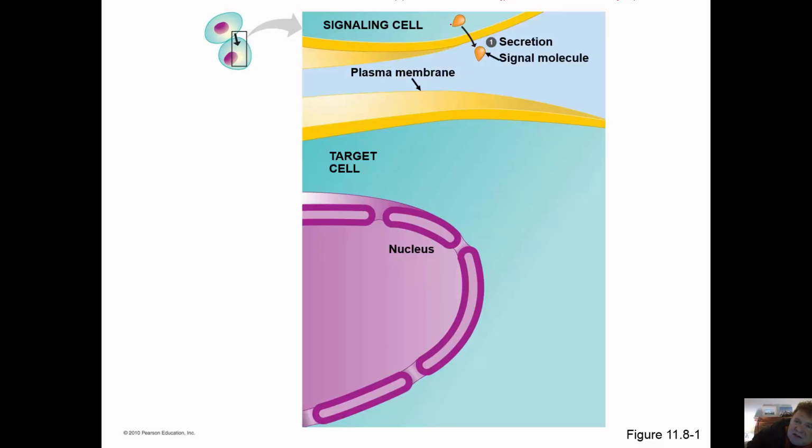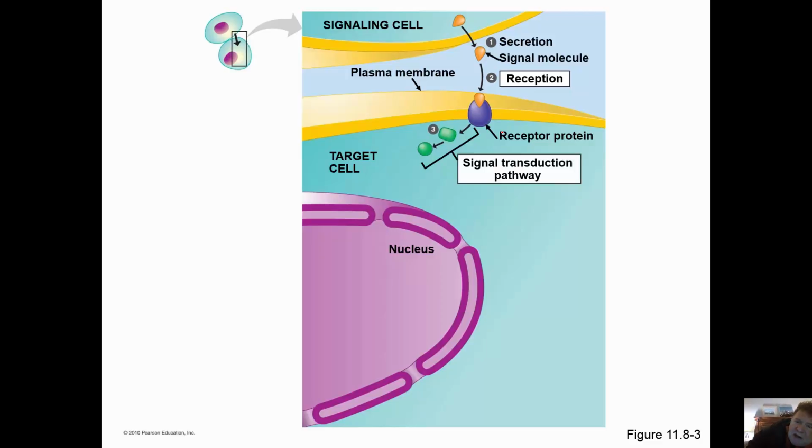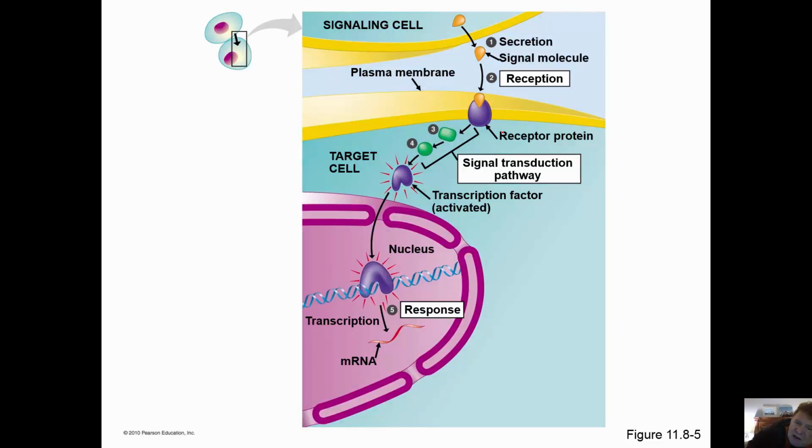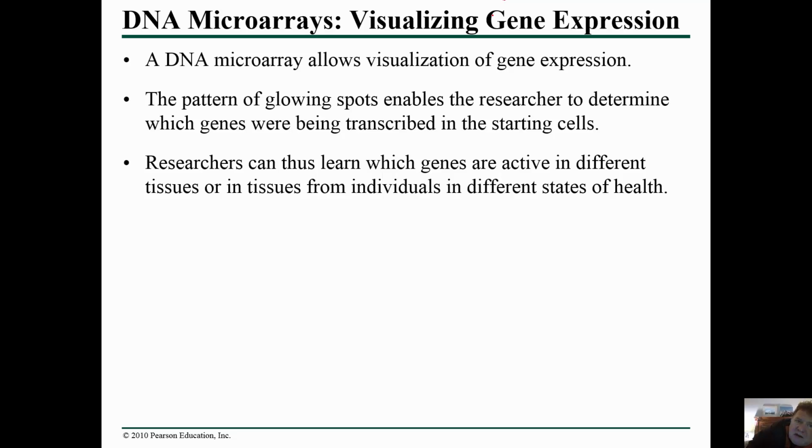And so here we see a signaling cell produces a hormone. That hormone then can interact with a membrane receptor in the plasma membrane. That will go through a signal transduction pathway, and it will have a response in the nucleus. And so again, cells can actually modify and regulate what's going on in other cells.